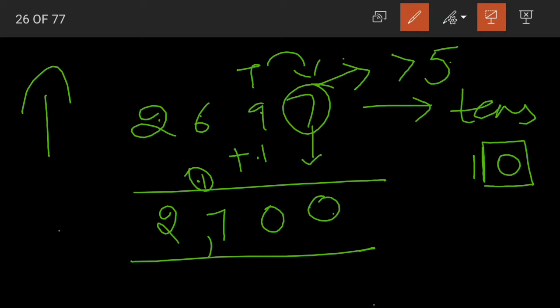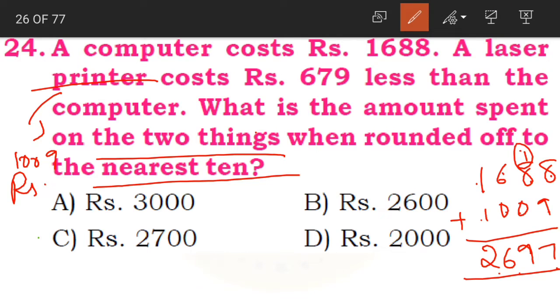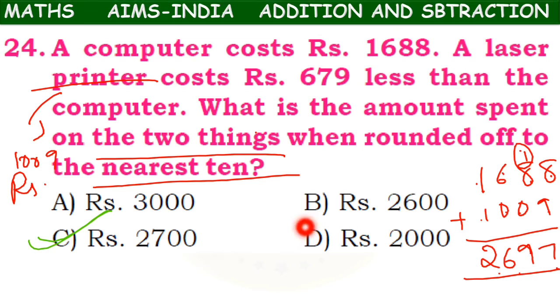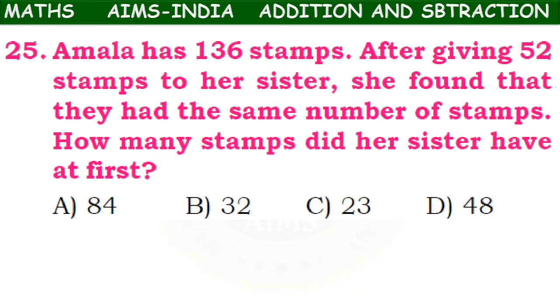What is our answer, children? Rupees 2700, which is option number C. 2700 rupees. The total amount spent when rounded off to the nearest 10 is rupees 2700. Clear? Moving on to question number 25.